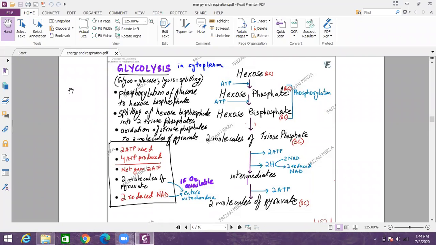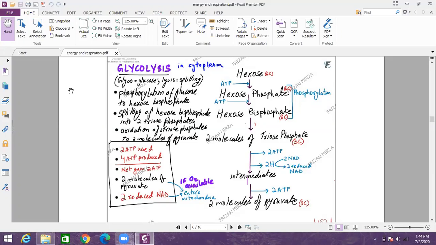Phosphorylation of glucose to hexose bisphosphate, followed by splitting of hexose bisphosphate into two molecules of triose phosphate, followed by oxidation of two triose phosphate to two molecules of pyruvate. This is glycolysis. Two ATPs used up, four ATPs produced. There is a net gain of two ATPs. Two molecules of pyruvate and two reduced NAD are made. The two molecules of pyruvate and two reduced NAD will enter the mitochondria if oxygen is available.